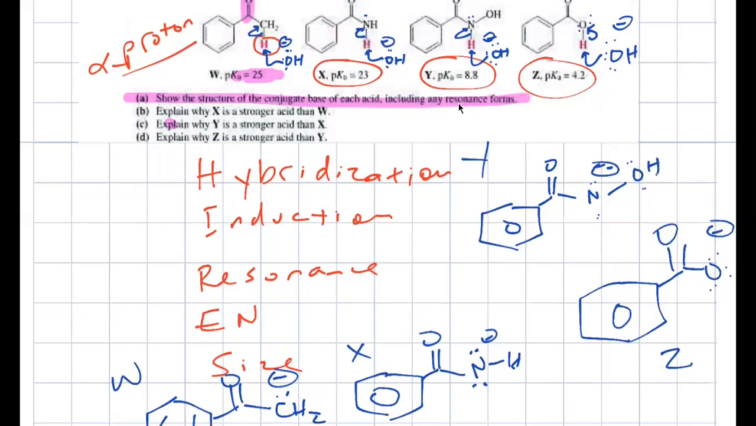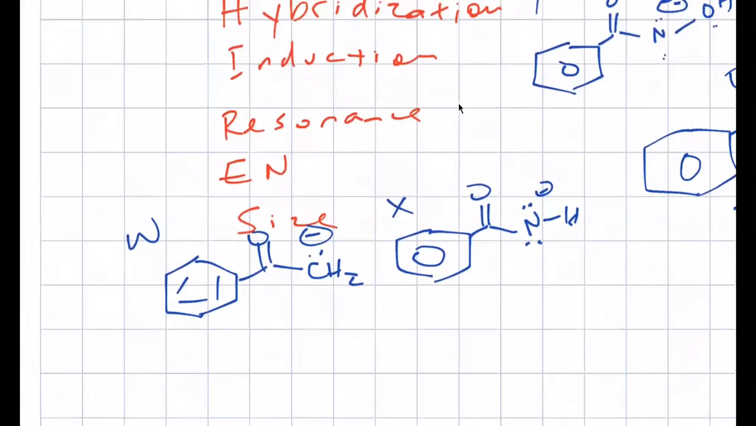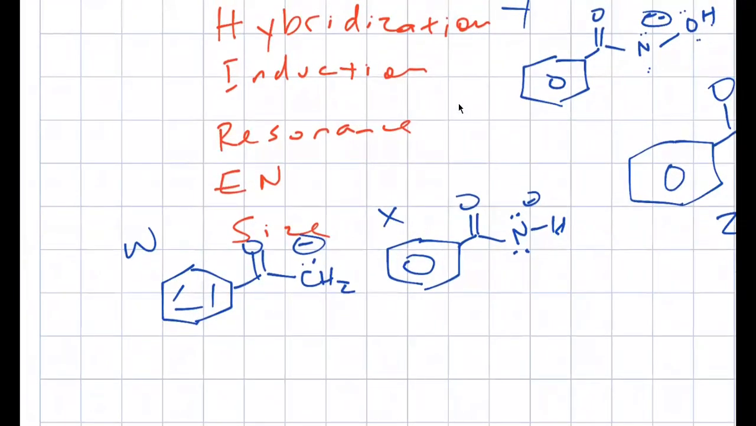So if we look at the conjugate bases, we're going to be able to explain that. So one of our factors, keep in mind, we got hybridization, induction, resonance, electronegativity, and size. Right here, size is not really a factor because nitrogen and carbon, there's not that much difference in their atomic radius. So we're not going to look at the size. They're both sp3 hybridized, right? Am I right about that? Yeah. So size is not applicable. Hybridization, not applicable because they're both sp3 hybridized.